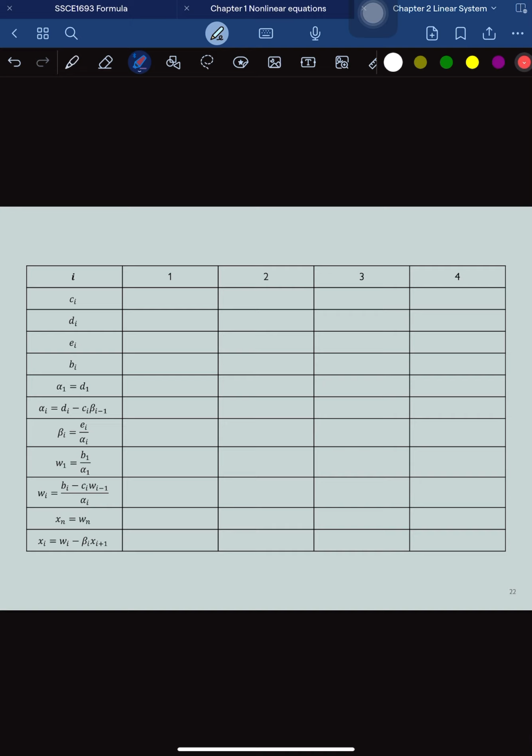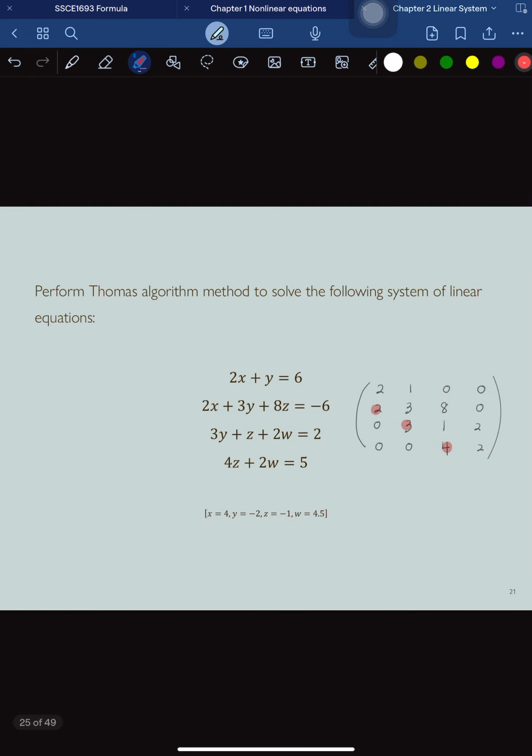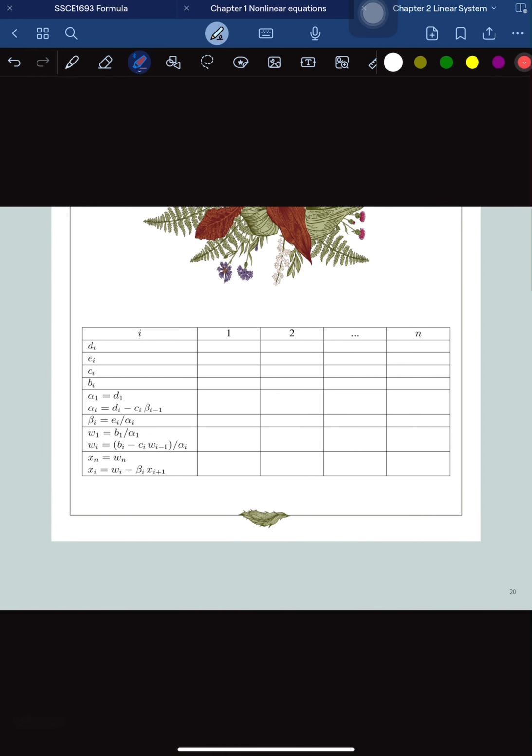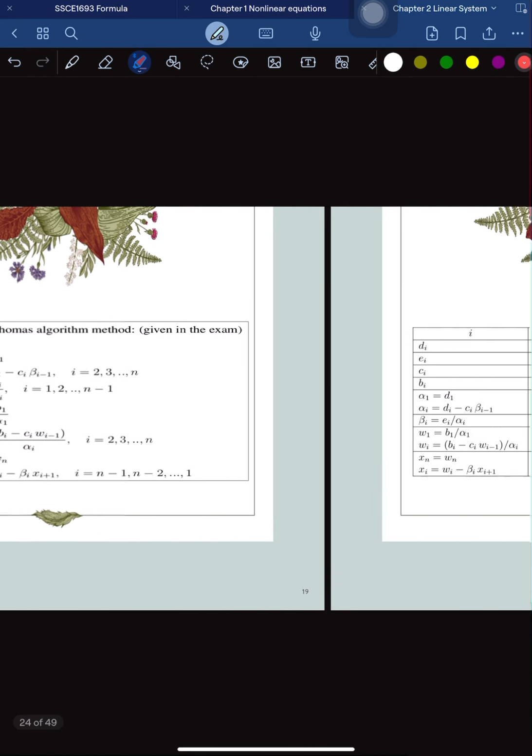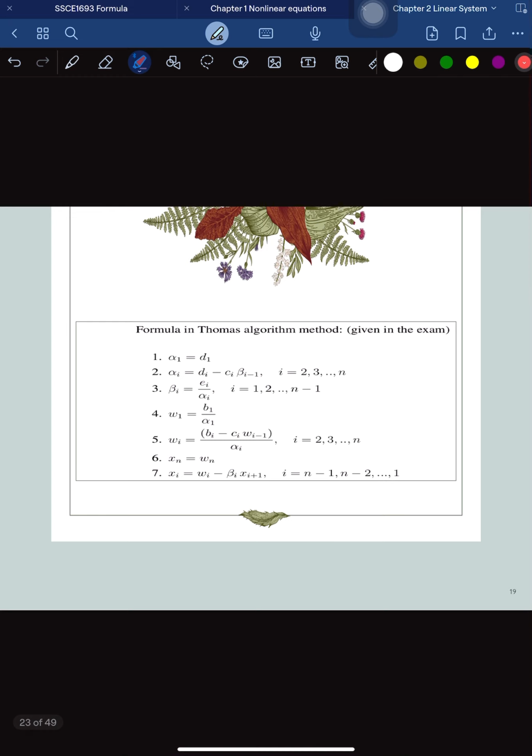Before that, for the Thomas algorithm, you have to construct this table. In the list of formulas, they will not provide this table. They just give you the formula.